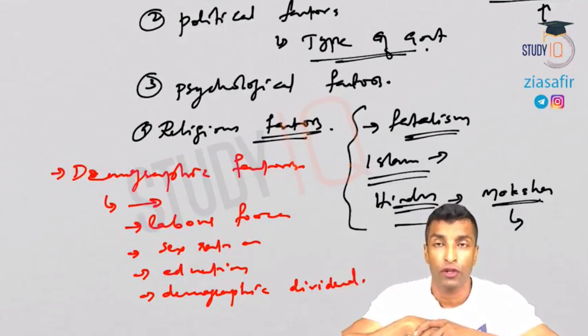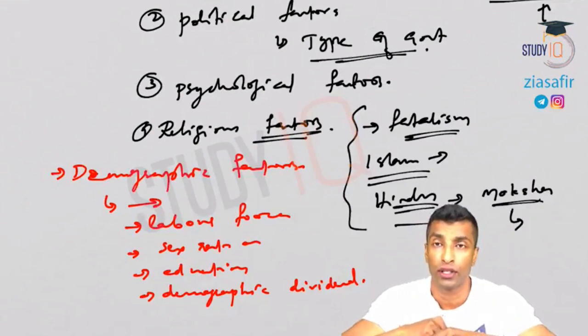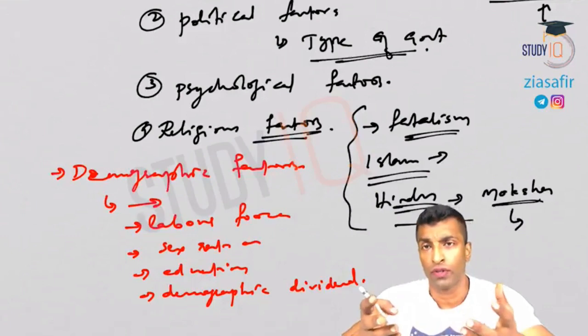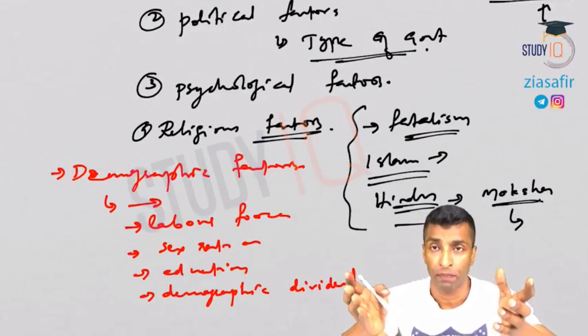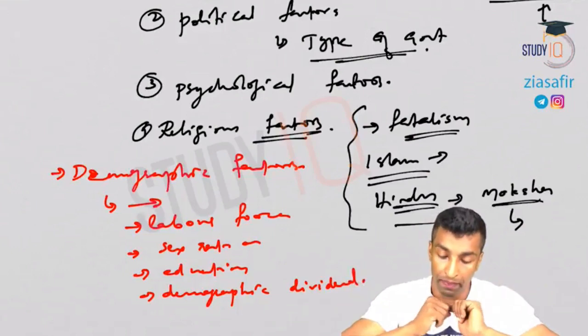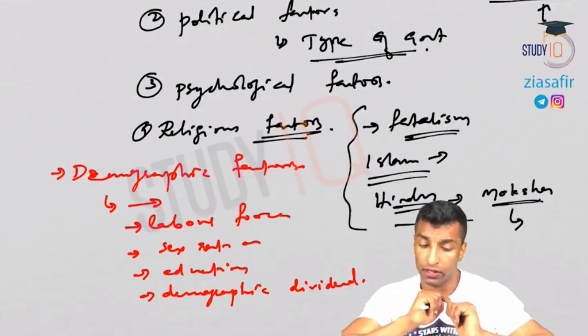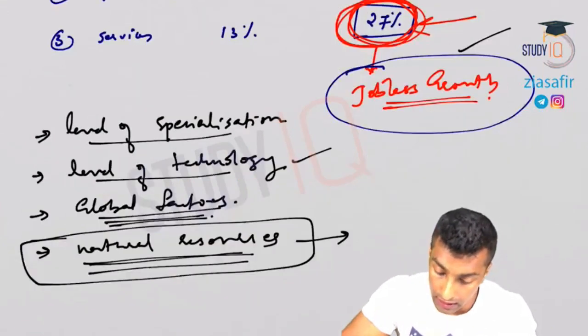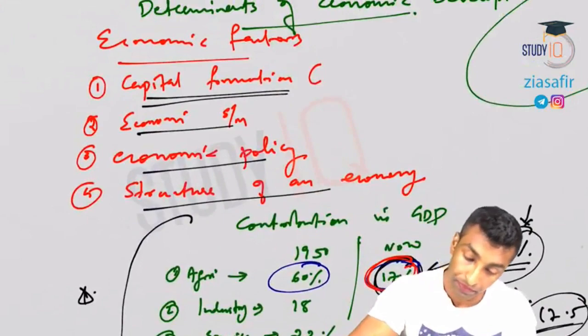The labor force participation rate: the labor force is so high that we can effectively use that for economic development. So one of the determinants of economic development is LFPR, the labor force participation rate. Labor force, sex ratio, female contribution is also important. Education. So I hope this is clear for all of you. These are the determinants of economic development.